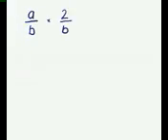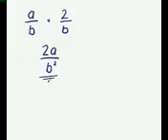Example 2, we have a over b multiplied by 2 over b. So first of all, multiplying the numerators, a times 2 gives us 2a, and then the denominators, b times b, which is b squared. Can we simplify? Well, the answer to that is no, so this is a final answer.